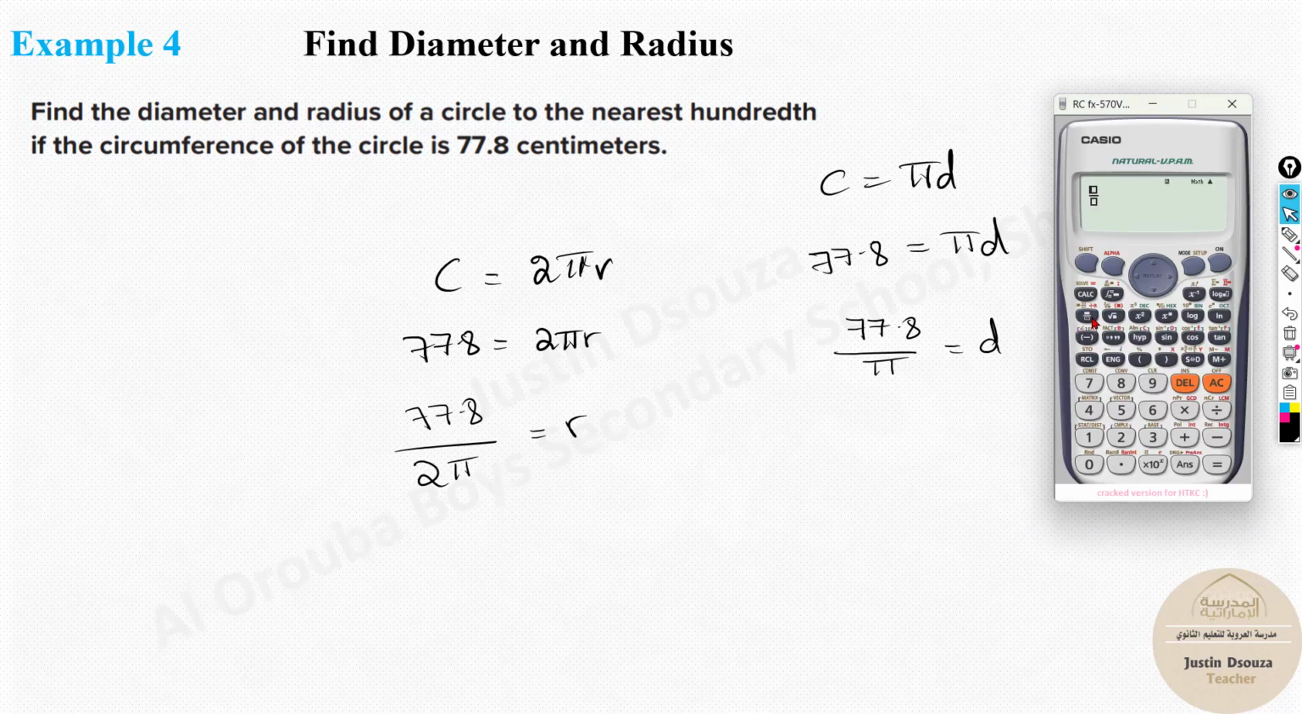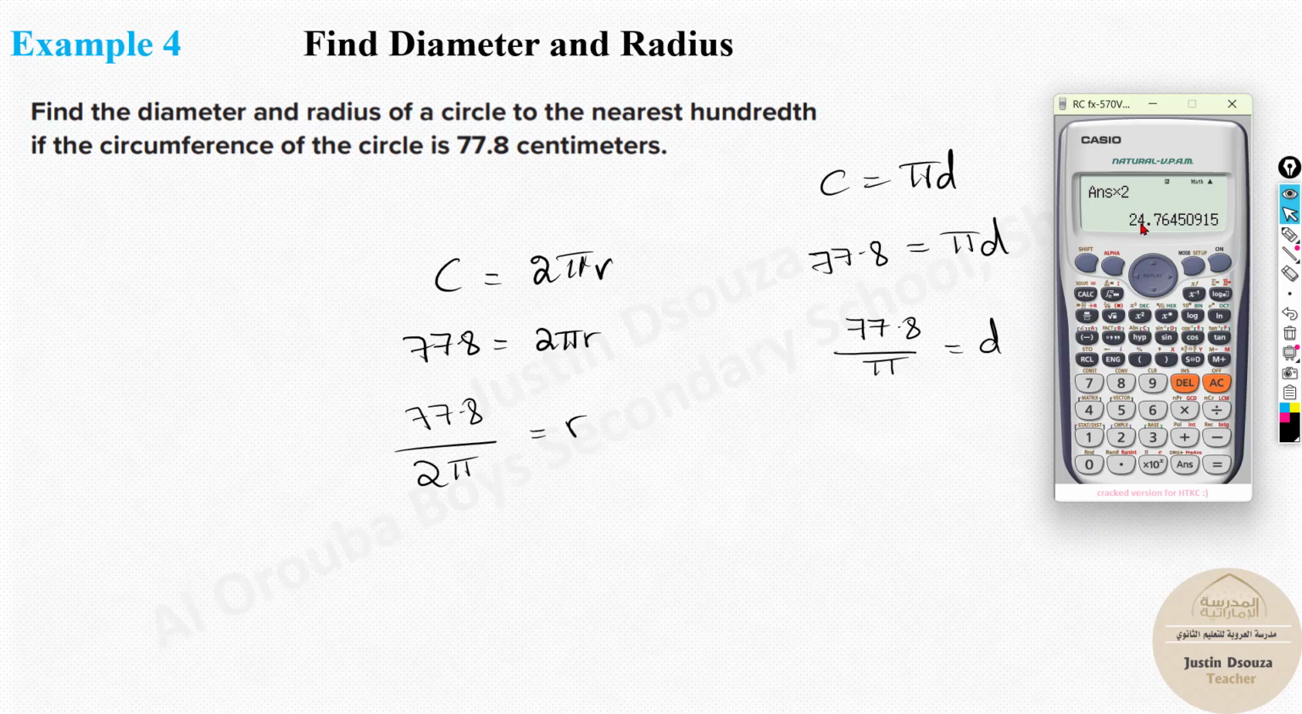All you do is put it in the calculator. 77.8 divided by 2 pi. The answer is 12.38. I will show you. Now, this is the radius, right? Now, if I multiply this by 2, I'll get the diameter, that is 24.76.